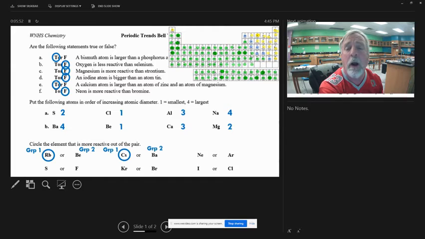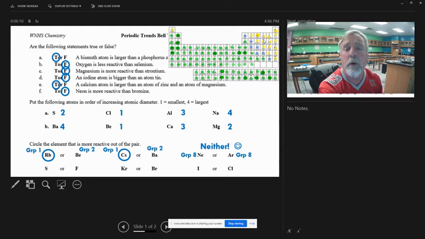Let's look at neon and argon. Here's neon, here's argon. Well, they're both group 8. But wait a minute, group 8, these are the noble gases. These are inert. They don't react at all. So neither one of these is more reactive, right? Group 8 doesn't react.